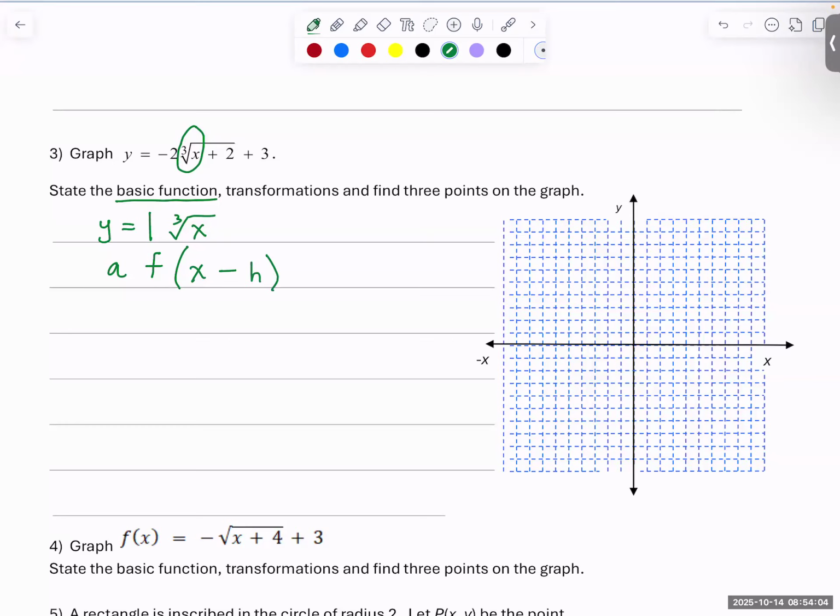And so let's show that the argument goes from x to x plus 2, and that goes to the general form, x subtract negative 2, which means that small h is a negative number because little h is negative. We're going to have a horizontal shift to the left 2 units.